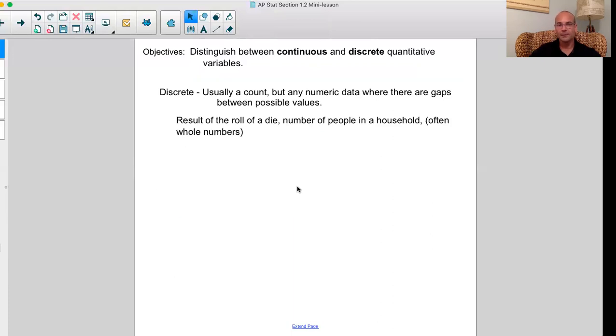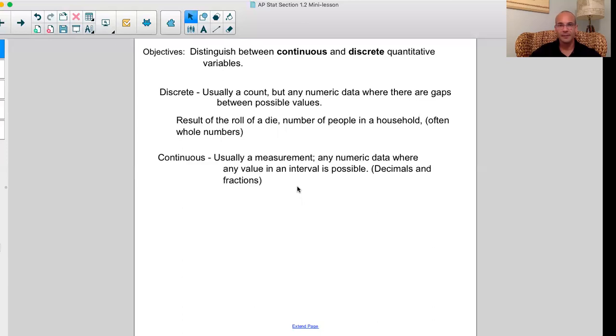So the result of the dice could be a 1, a 2, or 3. It could not be a 3.1. It could not be a 3.05. So there are going to be gaps between the possible values. That's what discrete means. A lot of times you also are able to count, as I said before.